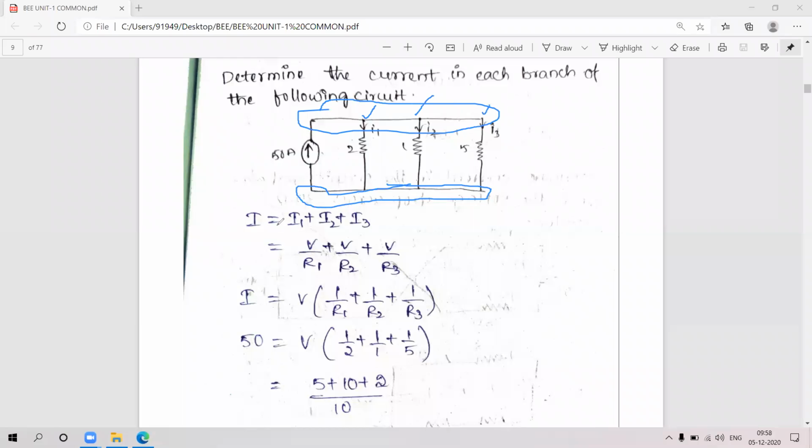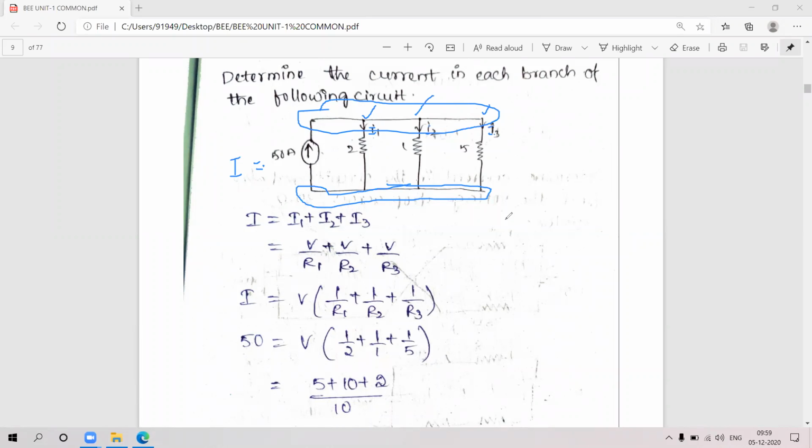So we can just apply Kirchhoff's current law, KCL. I am assuming the sum of currents entering, that is capital I, is equal to the sum of leaving currents, that is capital I1, capital I2 and I3. Is it okay? So those are the currents. I is equal to I1 plus I2 plus I3.